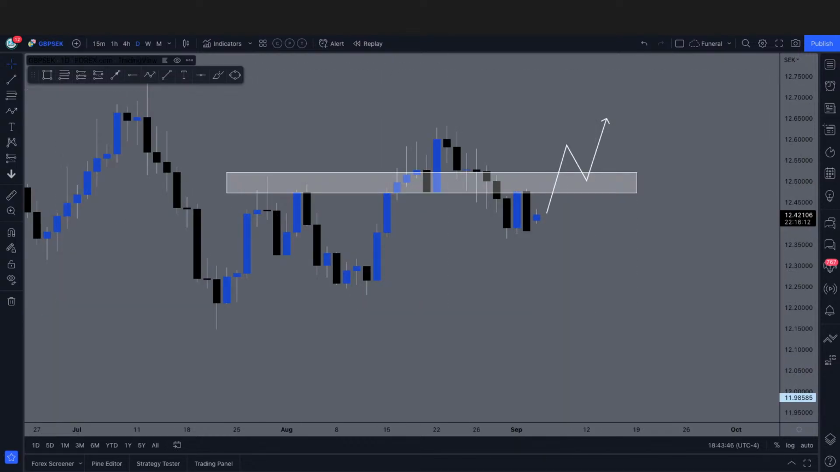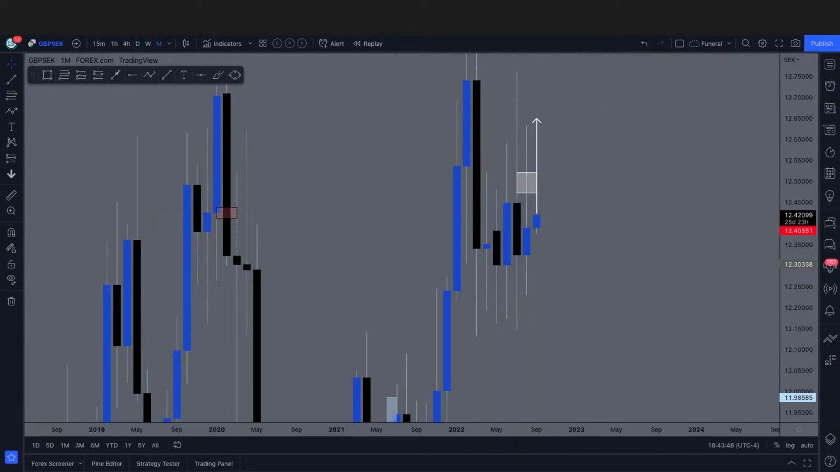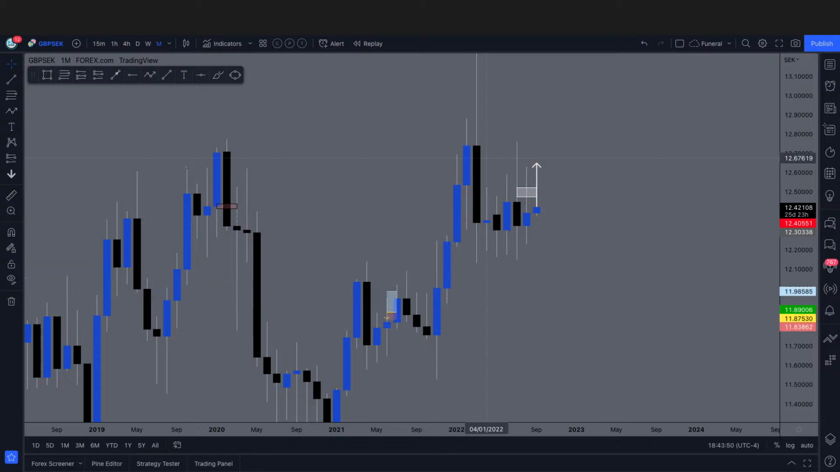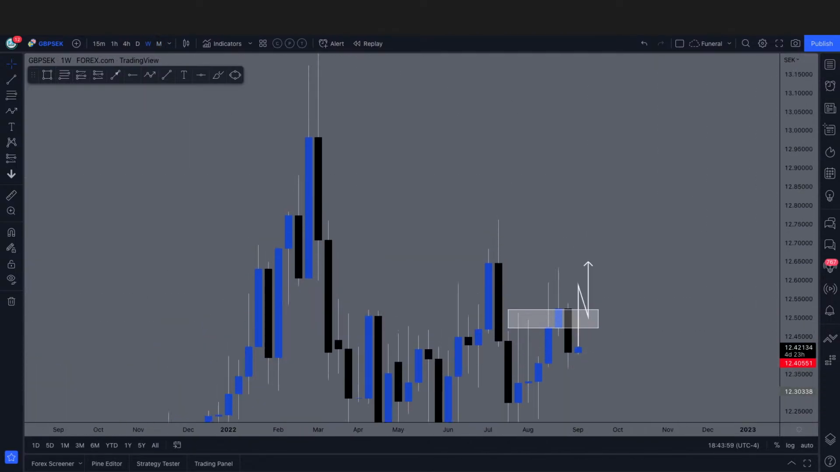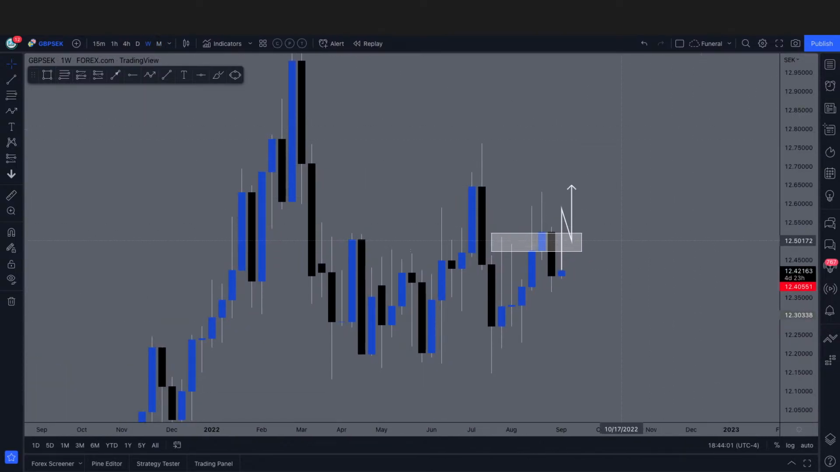Going down to GBP/SEK from the monthly time frame, we have this impulse to the upside coming back for the retracement, and we have some sideways accumulation showing a shift in momentum. So we could see a possible move to the upside. If we look at it from the weekly, we've just come around this structure area here after this impulse to the downside.